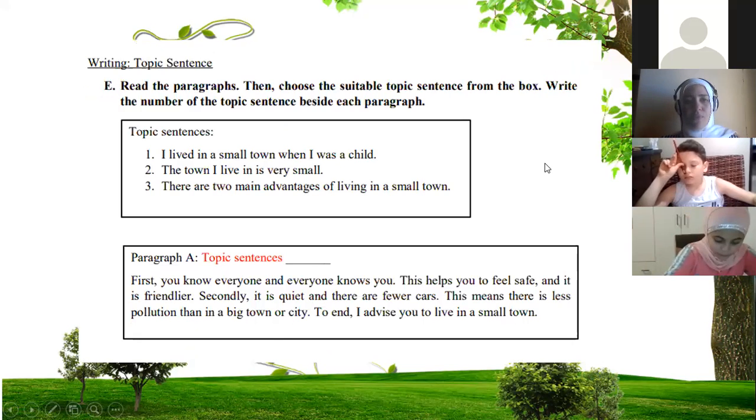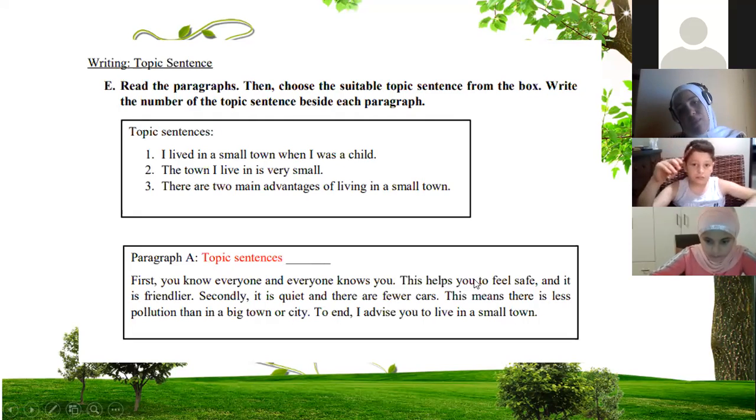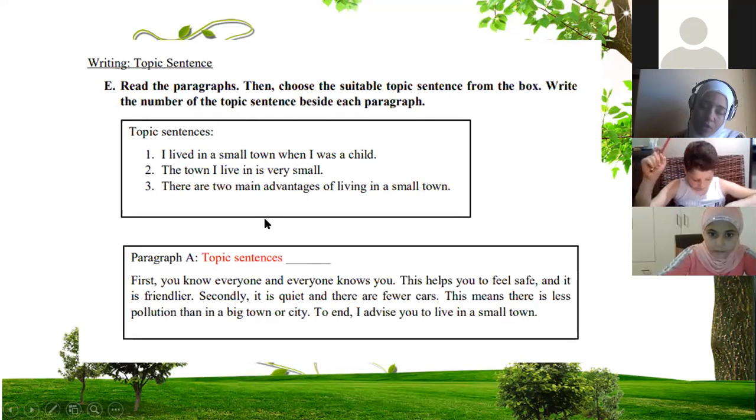Now we move to the important part, which is about the topic sentence. Read the paragraphs, then choose the suitable topic sentence from the box. Write the number of the topic sentence beside each paragraph. In this box, I have 3 topic sentences and 3 paragraphs. I have to match each topic sentence with the suitable paragraph.